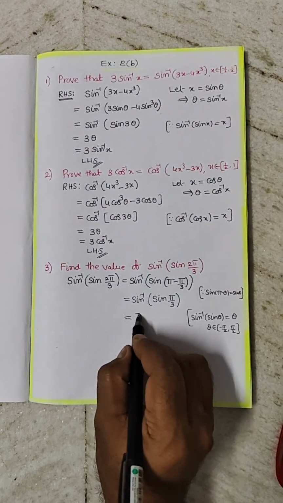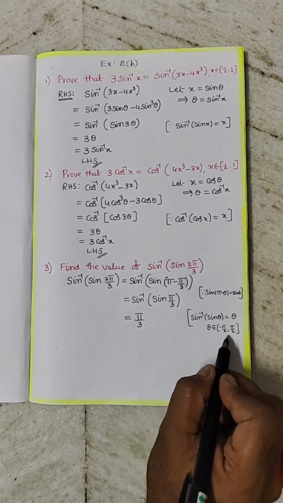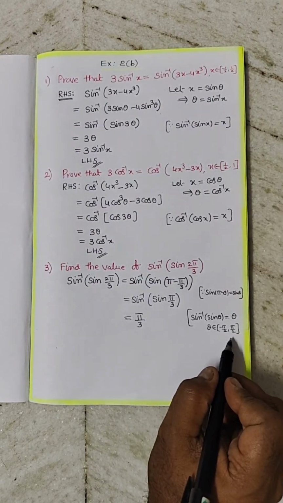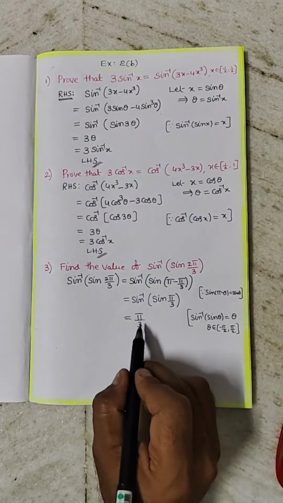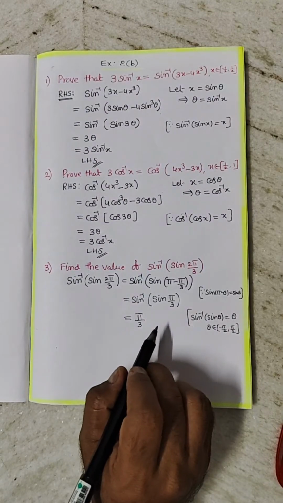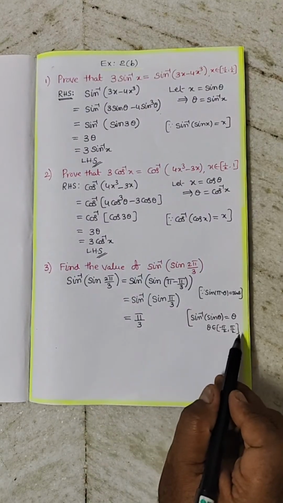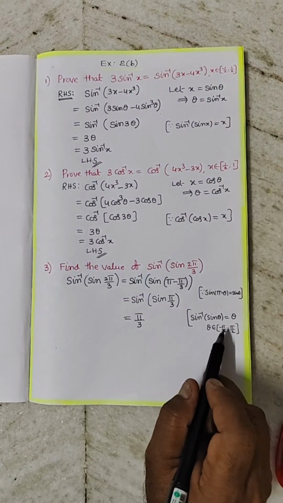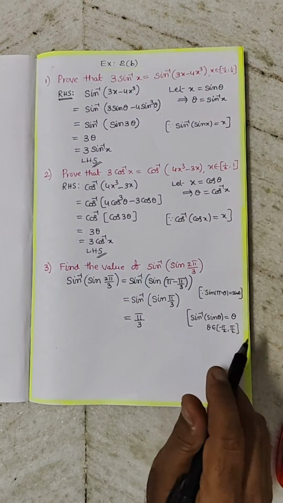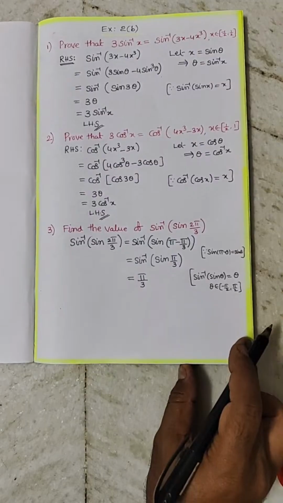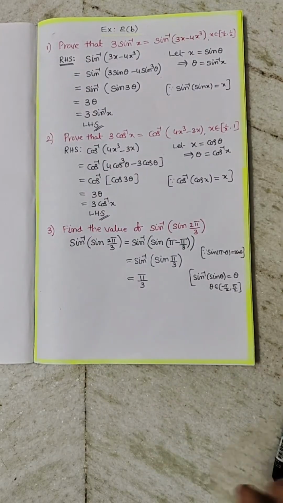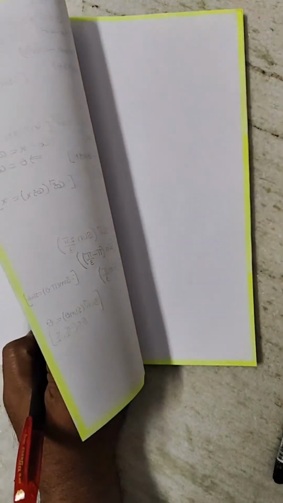So this value, pi by 3, belongs to this interval or not? Yes. So pi by 3 belongs to minus pi by 2 to pi by 2. I hope you understand, students. We'll move to the next question. So question number 4.